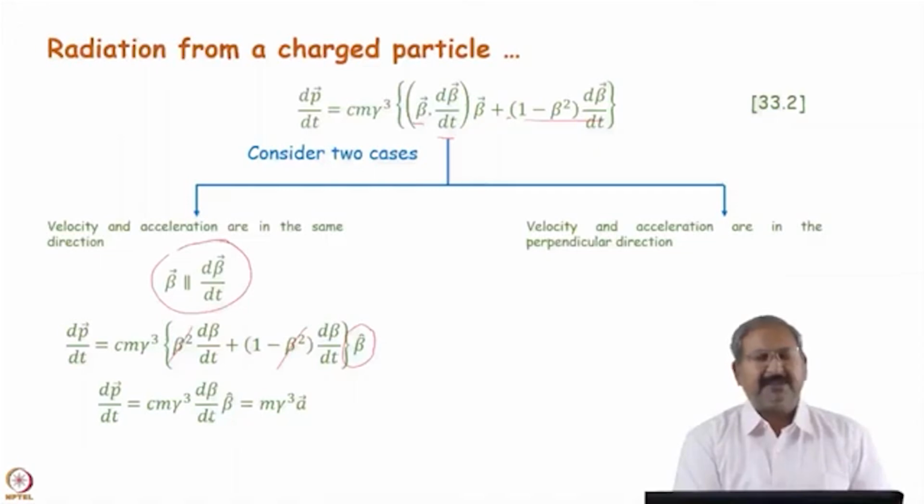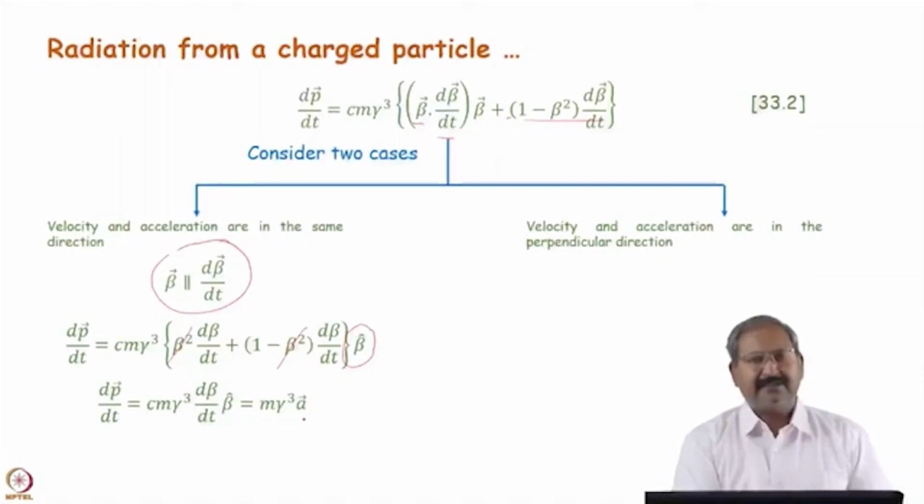Now d beta by dt can be written as a by c. A is the acceleration. So d beta by dt beta cap is the acceleration vector divided by the speed of light, because beta is v by c. So d beta by dt will be dv by dt into 1 by c, and that c cancels out with that, so we will get m gamma cube a vector.